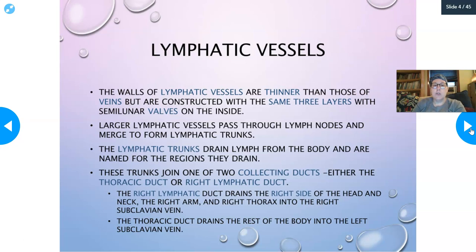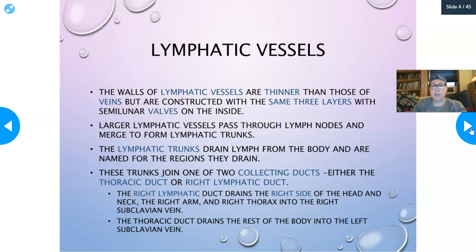But these trunks join one of two collecting ducts. They're either the thoracic duct or the right lymphatic duct. And that is where they are dumping the fluid back into the venous system. And it's really close to the point where it returns back to the heart.